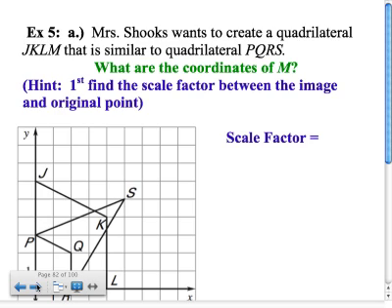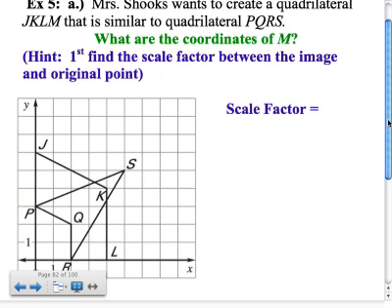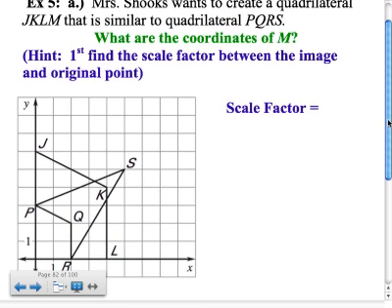Okay, example 5a says Mrs. Shooks wants to create a quadrilateral JKLM that is similar to quadrilateral PQRS. What are the coordinates of M? Hint, first find the scale factor between the image and the original point. So here's what I do know. Let me trace the original. It's kind of hard to see what's going on here. The original is PQRS. So there's my original figure. My new figure is JKLM, so JKL. And now the question is, where does M have to go so that we are similar?